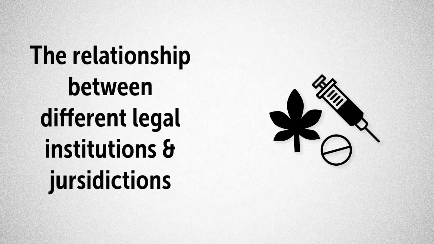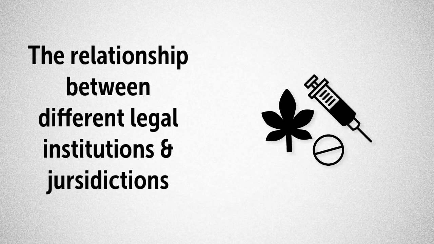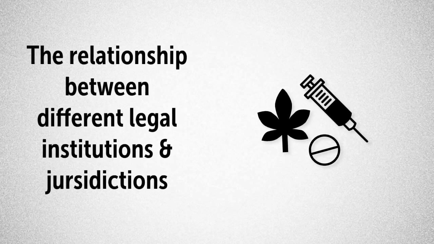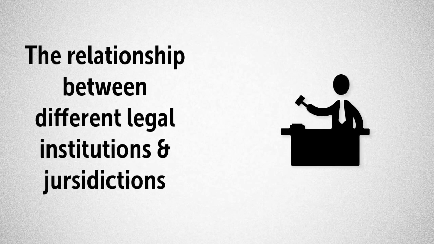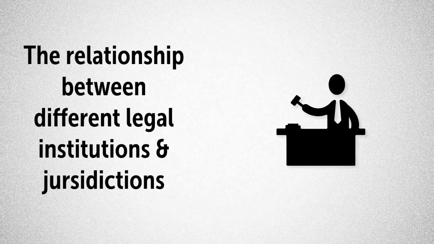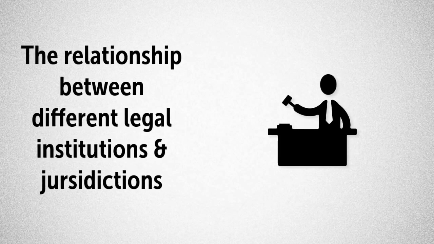How well do different legal institutions, community services, the court system for example, work and collaborate together to help these kids out? We're also looking at different jurisdictions. So, for example, different crimes are dealt with by different courts. If you're accused of drug trafficking over state lines, you'll be dealt with federally.